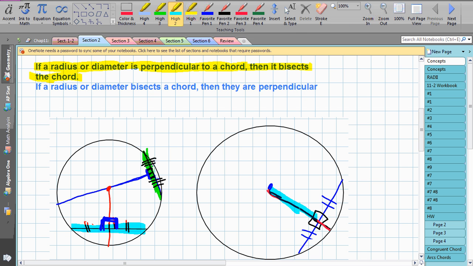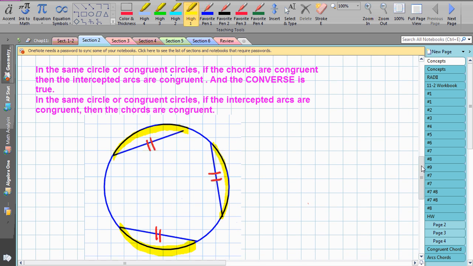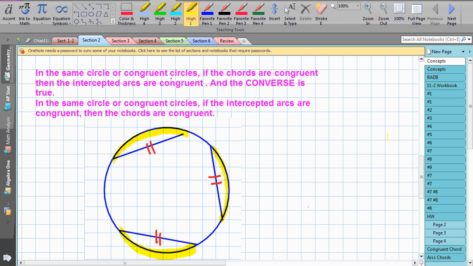Here's our radius. And as long as we know it's perpendicular, then we know that this portion of the chord and that portion of the chord, they're going to be congruent. All right? That's our second little nugget. Now let's take a look at our third. The third we actually previewed a few days ago, but here it is officially. What's this one talking about?